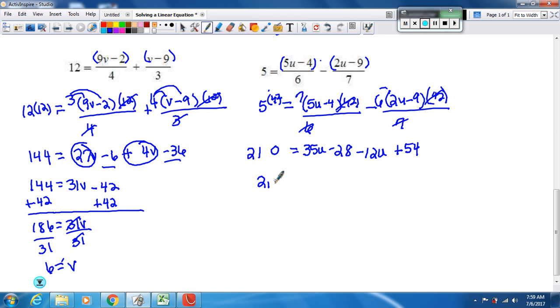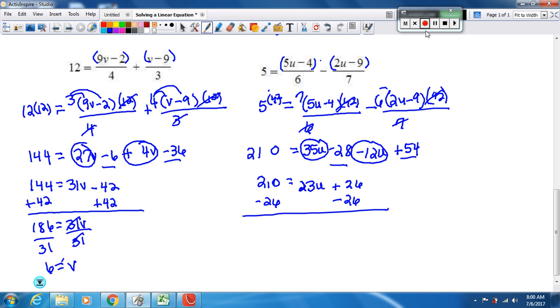I'm going to leave my 210 out front of the equal sign. For my u's, put them together. 35 take away 12 is 23u. And a negative 28 and a positive 54, that's like 54 take away 28. 54 take away 28 is a positive 26. I'm going to subtract 26 from both sides. 184 equals 23u. Opposites cancel. Divide both sides by 23. 184 divided by 23 is 8. Top cancels with bottom, so you get the answer of 8.